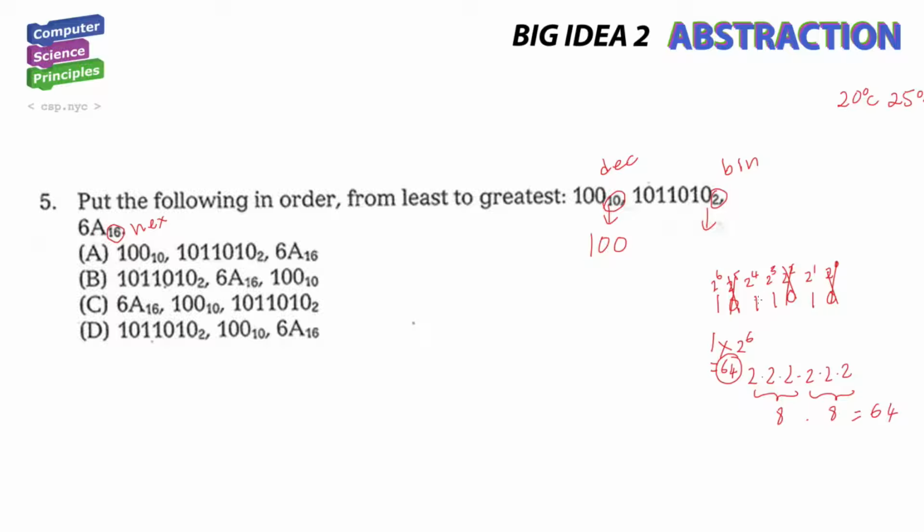And then over here we've got 1 times 2 to the 4th. So 2 to the fourth is 2 times 2 times 2 times 2, which is going to give us 16.